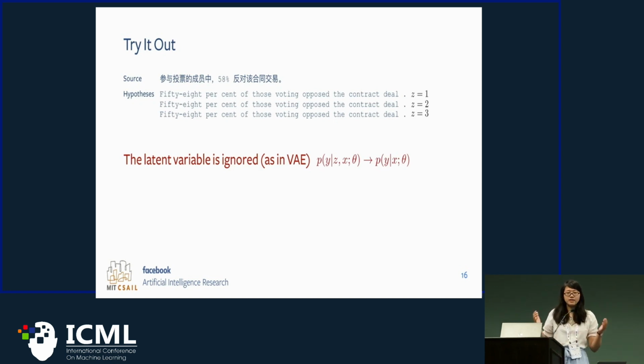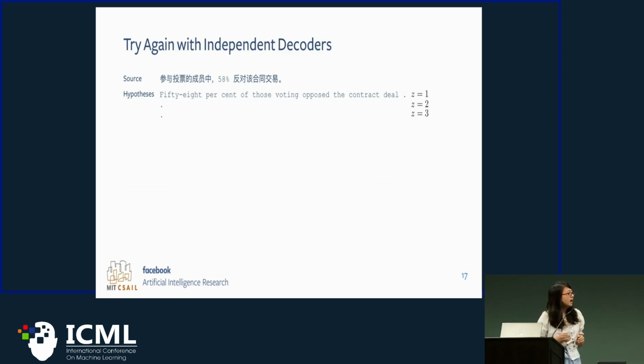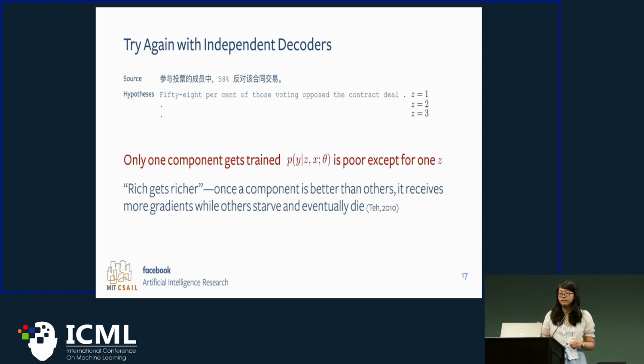Is this because we are sharing too many parameters, so that P(Y given Z, X) doesn't have enough capacity to differentiate for different Z? So let's try using independently parameterized decoders for different components. This time, different components do provide different hypotheses, but only one of them is the desired translation, while the other two produce a single period. So here, only one component gets trained, and P(Y given Z, X) is poor except for one Z.